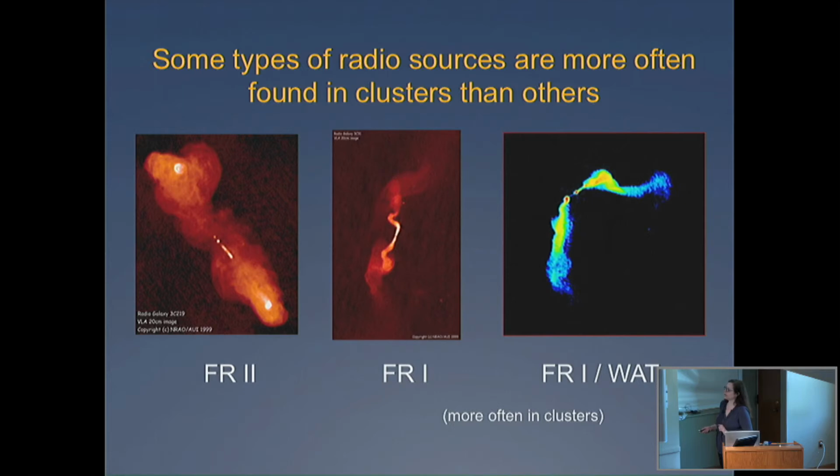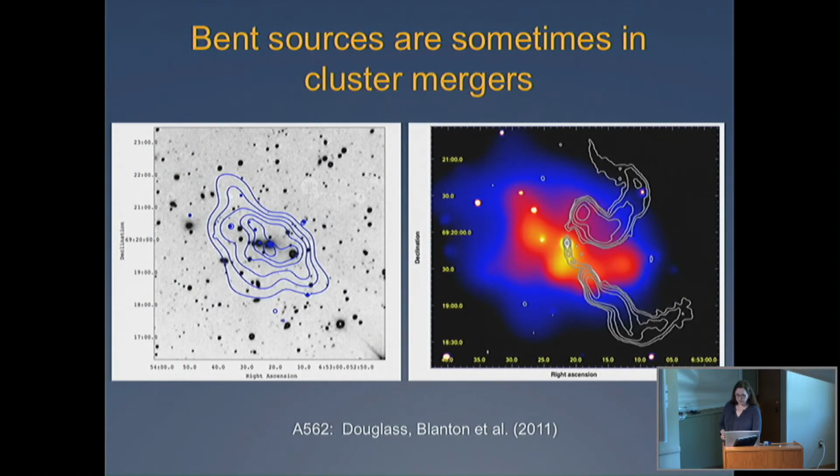So what we have found is that this is the type of source we're looking at. They classically are more often in clusters than FR2. So an FR2 source classically would be collinear, would have edge-brightened lobes, would have a higher radio power. Then an FR1 would have edge-dimmed lobes, often distorted. And then this is an FR1, Fanaroff-Riley class 1, wide-angle tail or bent-like source in particular.